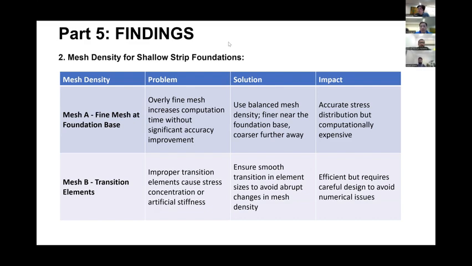computationally expensive. Mesh B is where we apply transition elements. The problem is that sometimes improper transition elements cause stress concentration or artificial stiffness. The solution is to ensure a smooth transition in element size to avoid abrupt changes in mesh density. The impact is effective, but it requires careful design to avoid numerical issues.